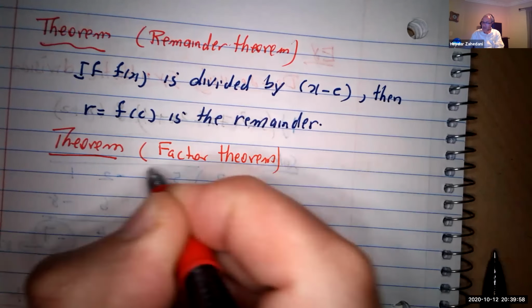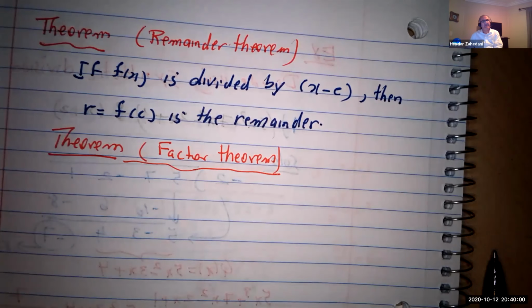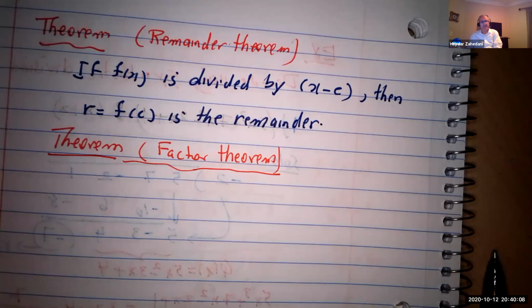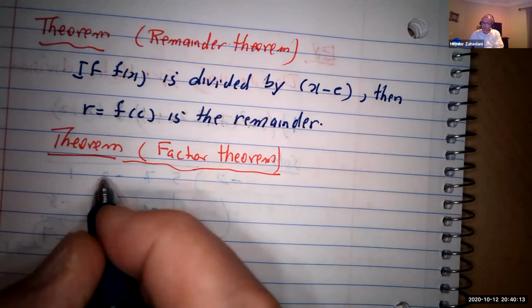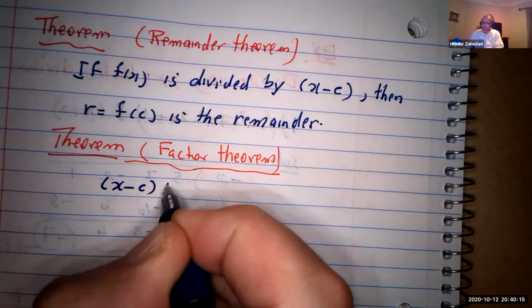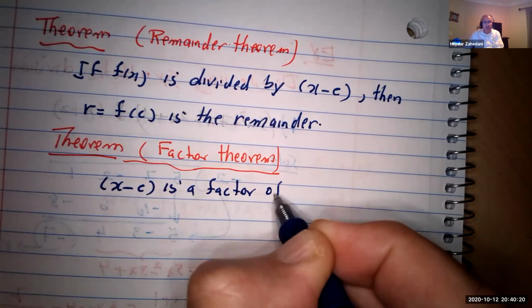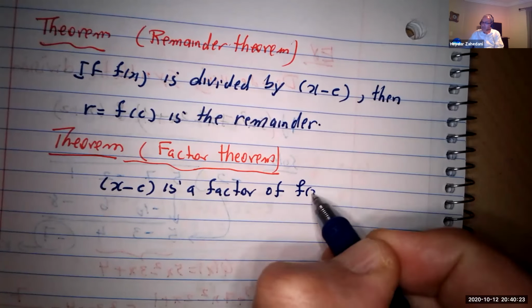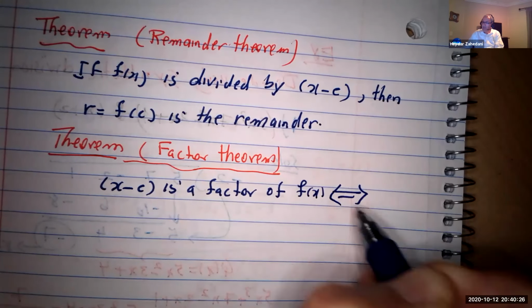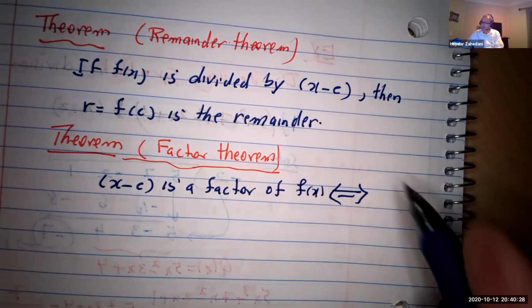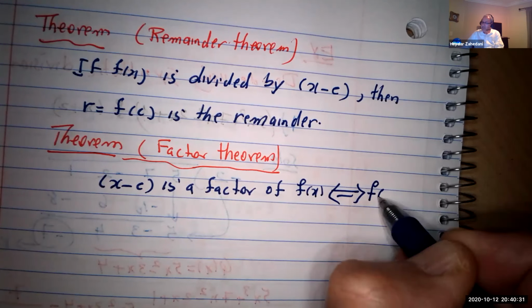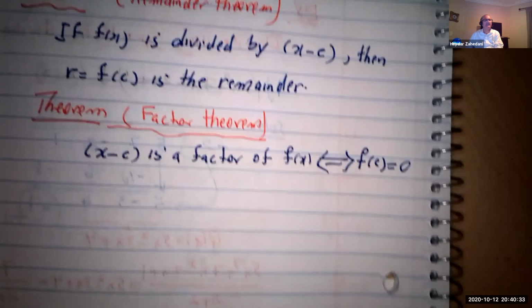The factor theorem says that if you divide f of x by x minus c and the remainder happens to be 0, this means x minus c is a factor. So x minus c is a factor of f of x if and only if the remainder is 0. The remainder was f of c, so if and only if f of c is 0.